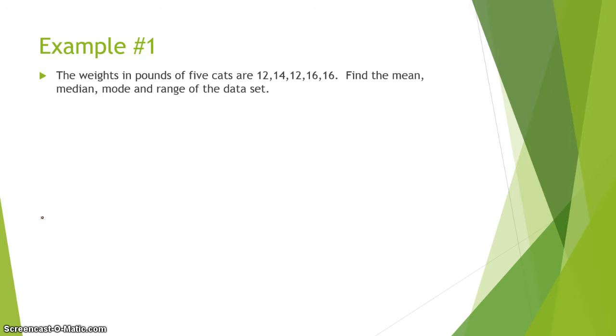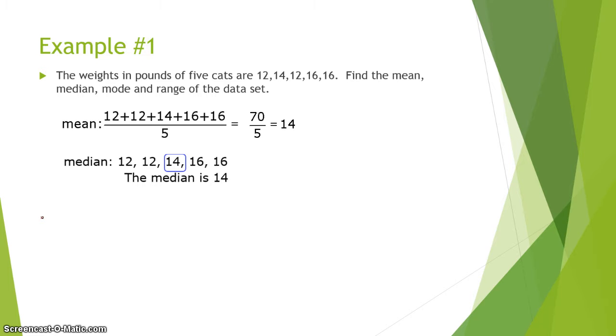So here they have the weight in pounds of 5 cats, which are 12, 14, 12, 16, and 16. They want us to find the mean, median, mode, and range of the data. So to find the mean, we're going to add them all up. They add to be 70. There are a total of 5 numbers, so 70 divided by 5 is 14. That would be your mean. Your median, we put the numbers in order from least to greatest, cross off each end till you get to the center value, which is 14.